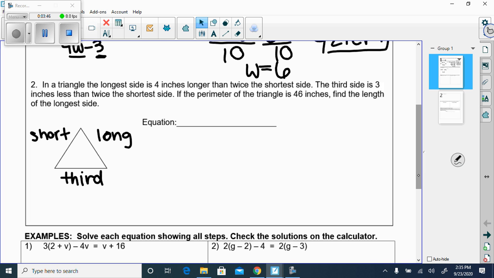Did they tell us how short the short one was? So that must be our variable. So this side is my variable. What letter do y'all want to use for our variable? S. Okay. So then it said the longest is, or long equals, 4 inches longer. Longer means I would be doing what? Adding. So I got 4 plus twice the shortest side. Twice means times. So times our short side, which we said we were going to call S.